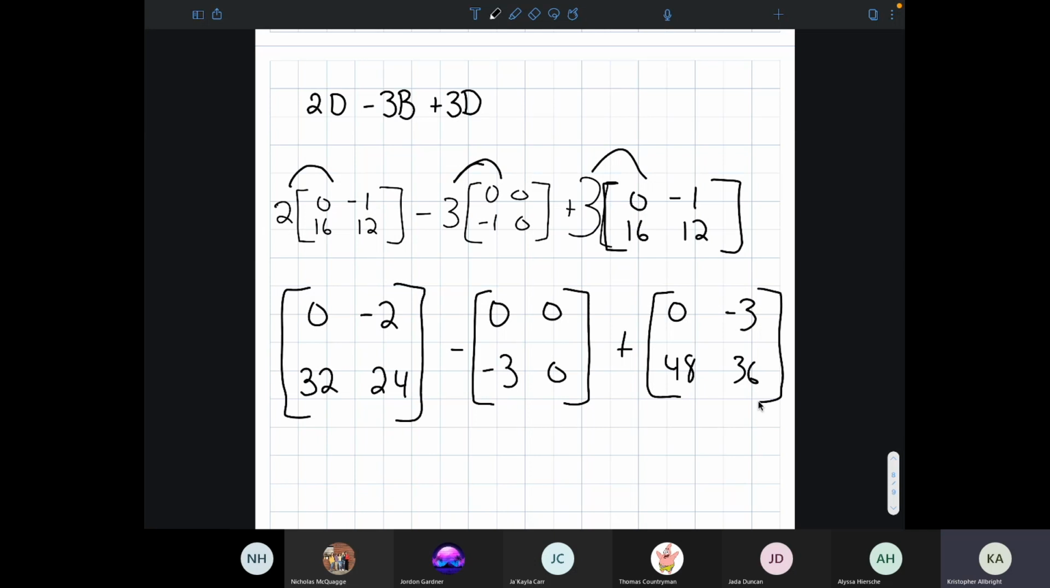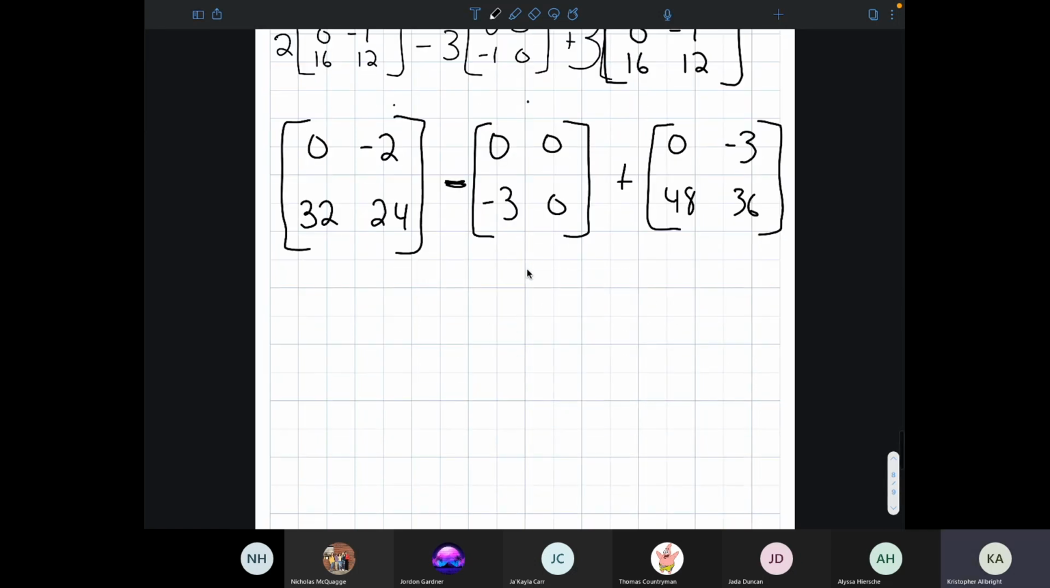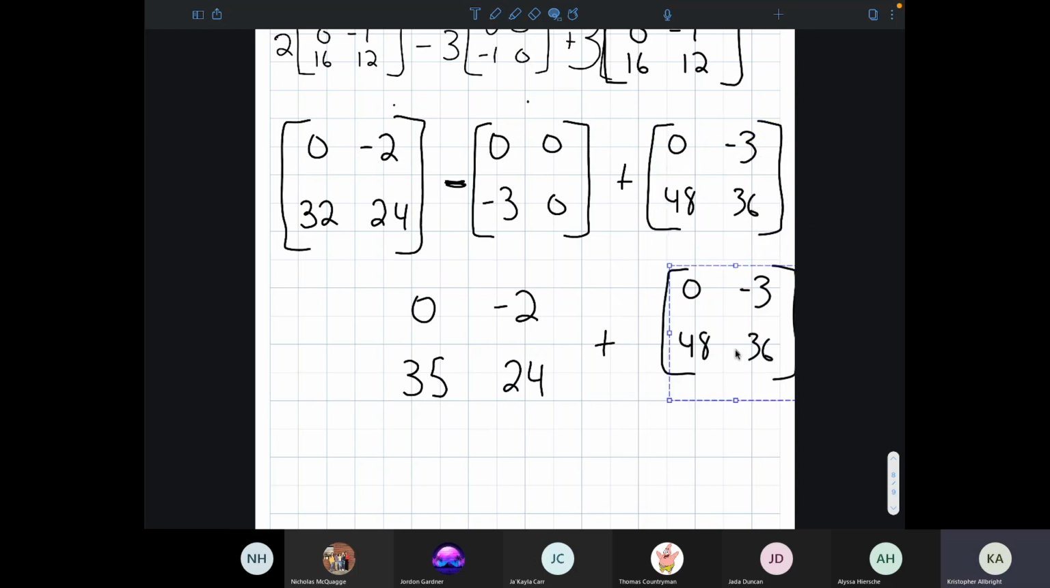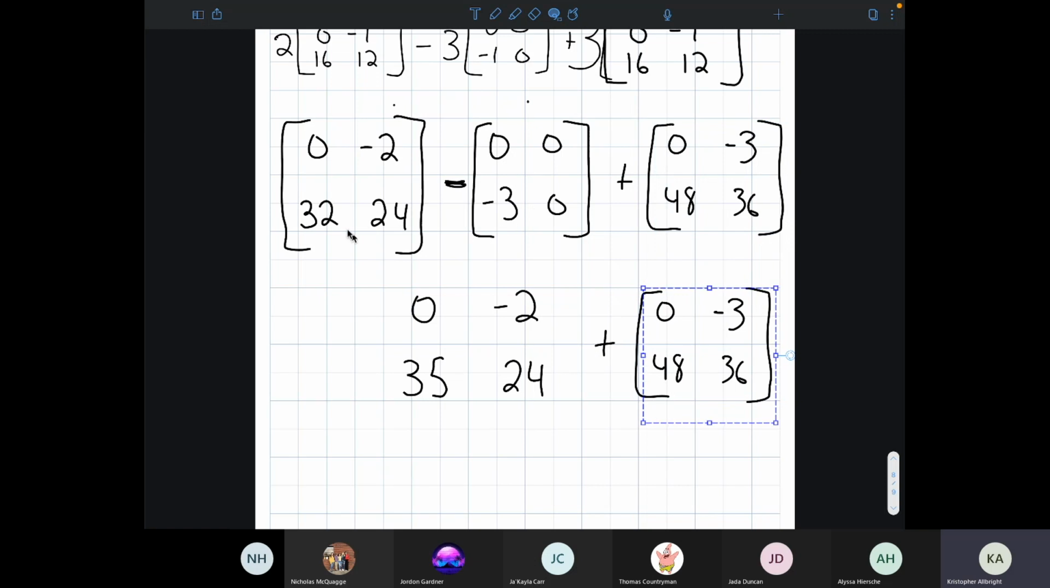Okay, so now we have to do these in order because we have our signs that are different. So this has to subtract by this. So when we do that, we end up with 0, negative 2, 32 plus 3 is 35, 24 minus 0 is 24. Plus this guy.